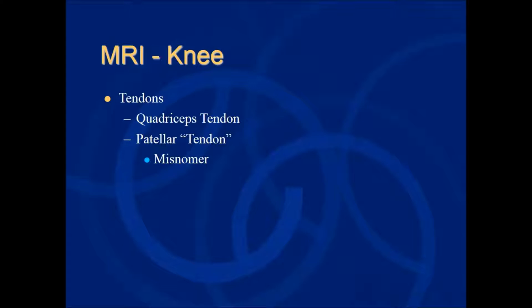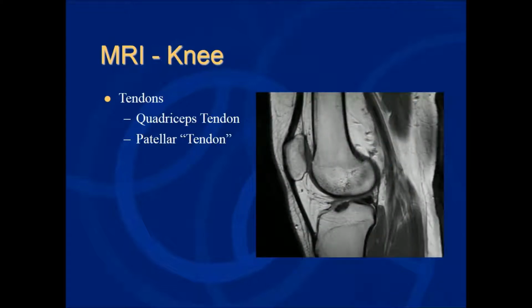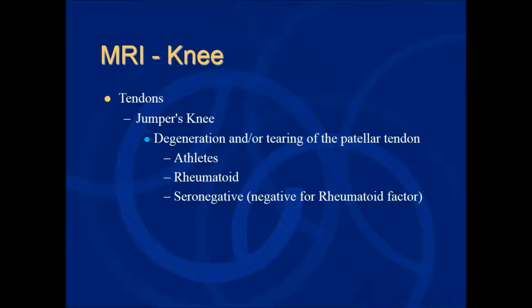Moving on to tendons. As evaluated on the sagittal images, we have the quadriceps and patellar tendons. The patellar tendon is a misnomer. It's actually a ligament extending from the patella to the tibial tuberosity, but we refer to it as a tendon. These tendons should be homogeneous and low in signal. There can be a little bit of normal fibrillation at the distal quadriceps tendon, but the patellar tendon should be homogeneously low in signal. Moving on to some abnormalities we see of these tendons, predominantly involving the patellar tendon.